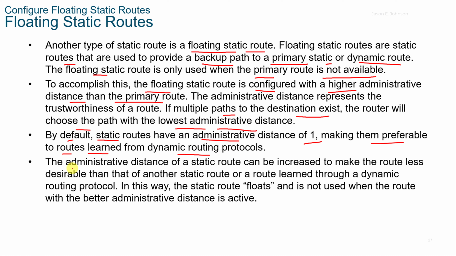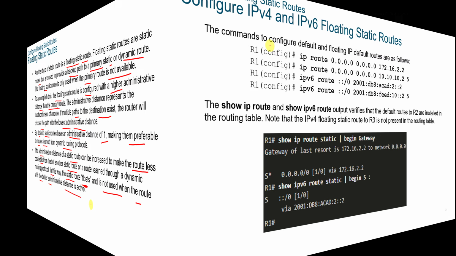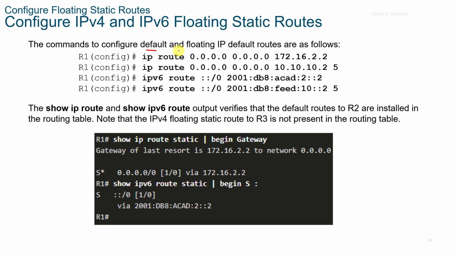routing protocols. And the administrative distance of a static route can be increased to make the route less desirable than that of another static route or a route learned through a dynamic routing protocol. So in this way, the static route floats and is not used when the route with the better administrative distance is active. The commands to configure default and floating IP default routes are below.